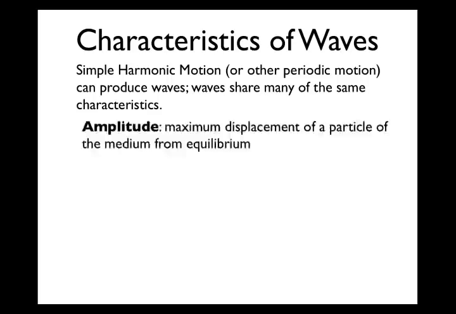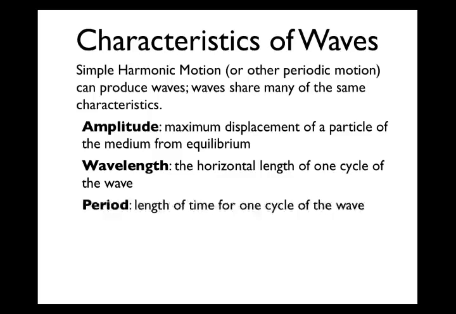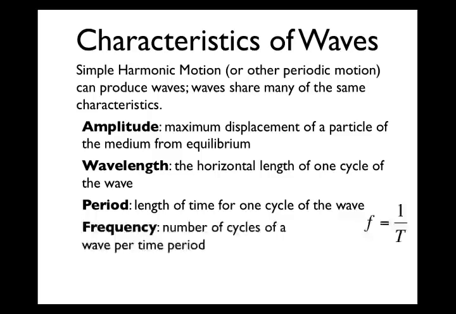For example, they all have an amplitude, and the amplitude is what we call the maximum displacement of a particle of the medium from its equilibrium position. And you can have an amplitude for a transverse or a longitudinal wave. It's the furthest a particle moves from its regular, quote-unquote, position as the wave passes through that medium. The wavelength is the horizontal length of one cycle of the wave. The period is the amount of time it takes for one cycle of the wave to pass one point that an observer is located at. And the frequency is the number of cycles of a wave per time period.